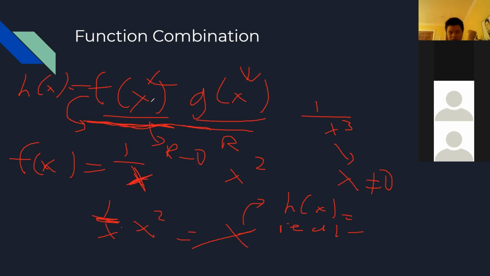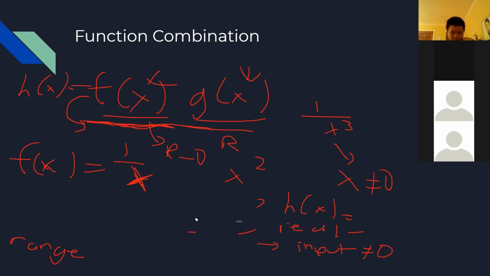On the other hand, for the domain, it's x. However, the input can't be 0. So h(x), as we just named it, can't be 0 either. So the range would be the real numbers, which is R minus 0, which would actually be done like this if you wanted to write it formally.